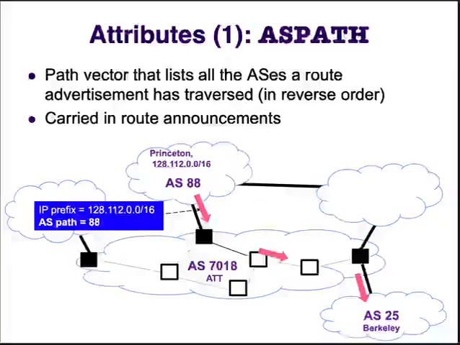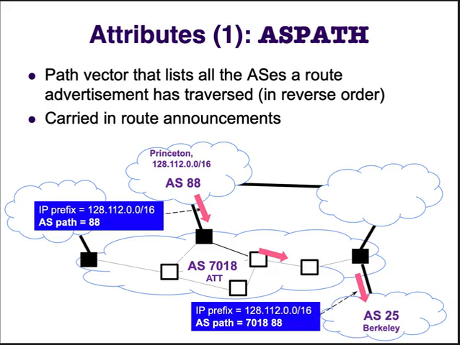Now AT&T, let's say, is going to advertise that prefix further to Berkeley. If I look at what that message being advertised between AT&T and Berkeley looks like, again, it has the IP prefix, the same prefix, unchanged. Now the AS path attribute says 701 88. So you know that your path is going through AT&T and then to Princeton. So pretty simple. AS path just records the vector of ASs needed to reach that destination prefix.